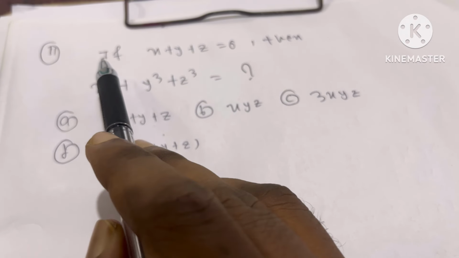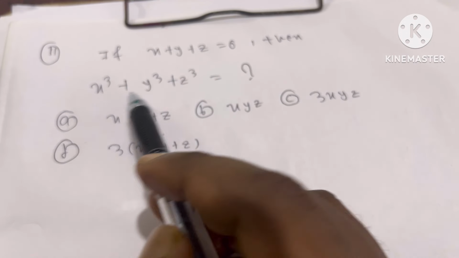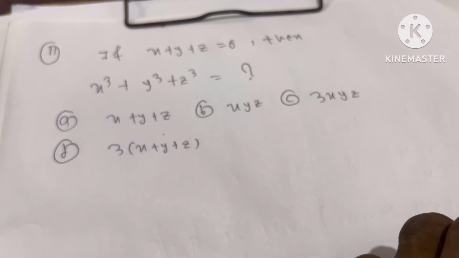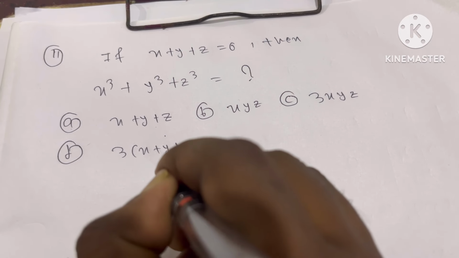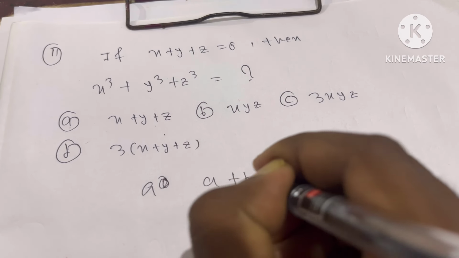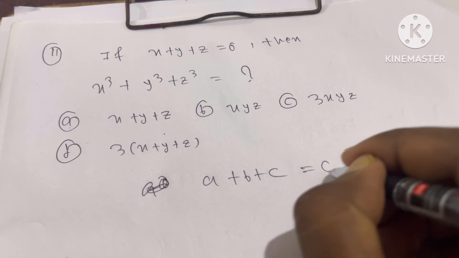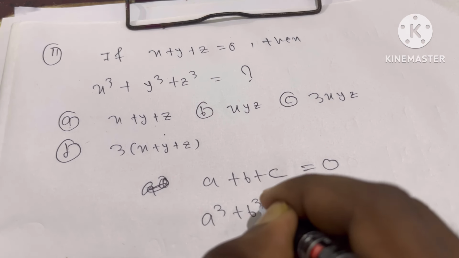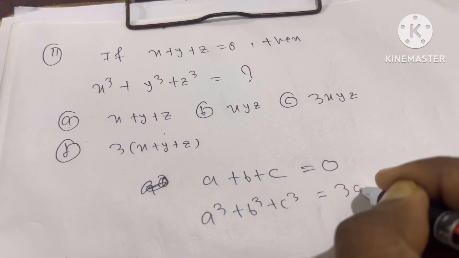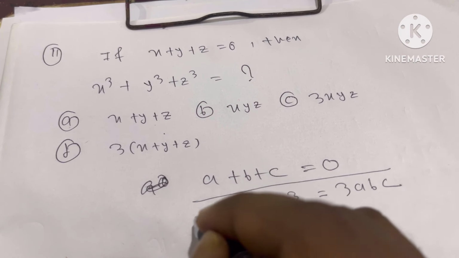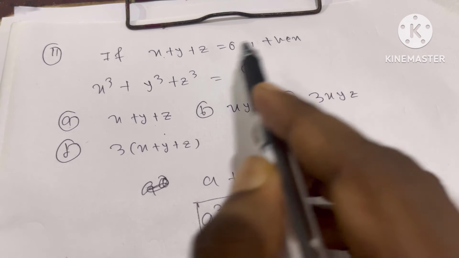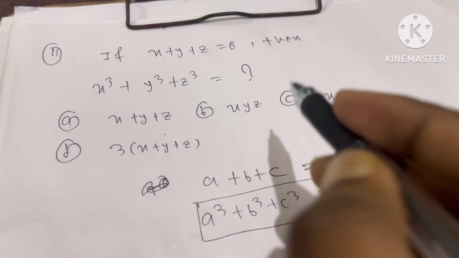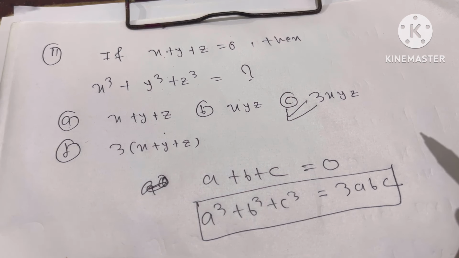Question number 11. If x plus y plus z is equal to 0, then x cube plus y cube plus z cube is equal to what? This is very simple. This is nothing but a formula. As you know, if a plus b plus c is equal to 0, then a cube plus b cube plus c cube is equal to 3abc. So if x plus y plus z is equal to 0, then x cube plus y cube plus z cube is equal to 3xyz. So option C is correct.